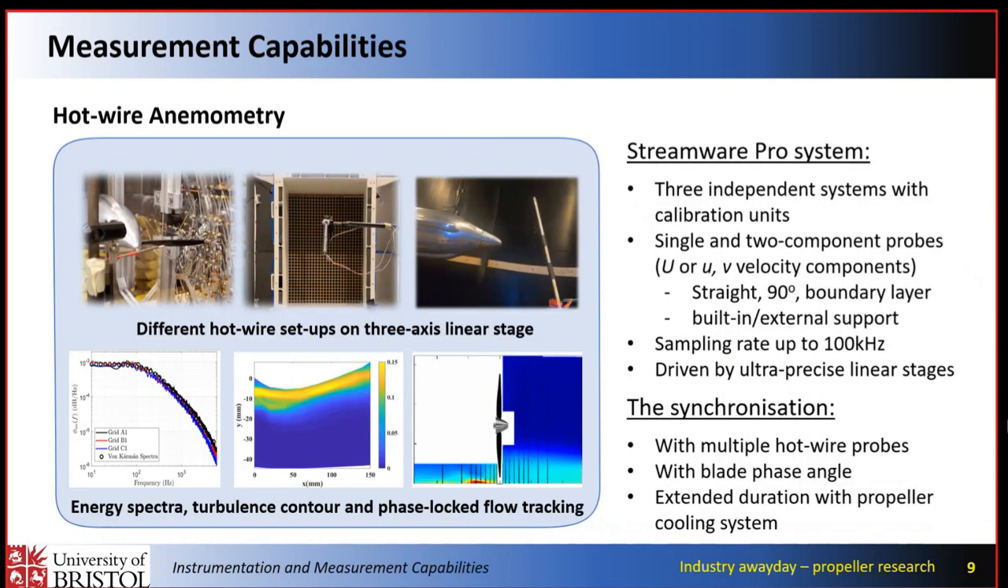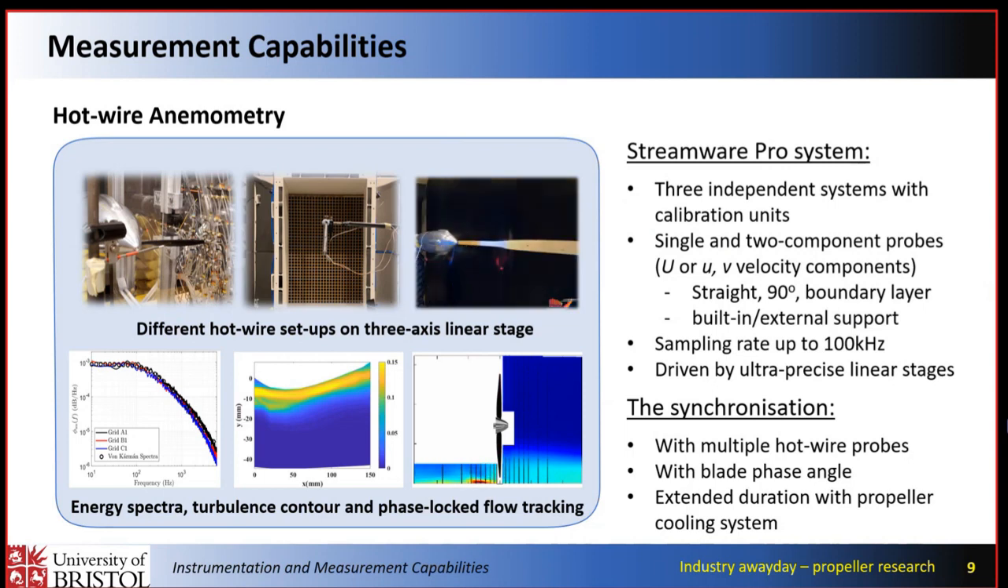Right. Okay, so for flow field, mainly two areas. One is the hot wire anemometry, meaning that we have a few independent hot wire, constant temperature anemometry systems in-house. And we are equipped with all different types of probes, single to measure total velocity, and dual component to measure U and V velocity components. And it comes in different configurations, straight, boundary layers, 90-degree bends, so that it allows us to access areas where different access requirements are needed.